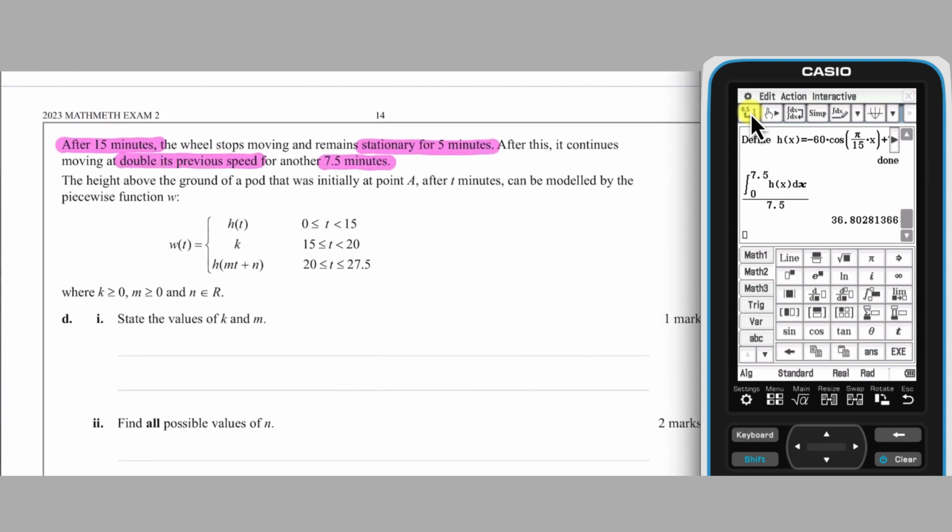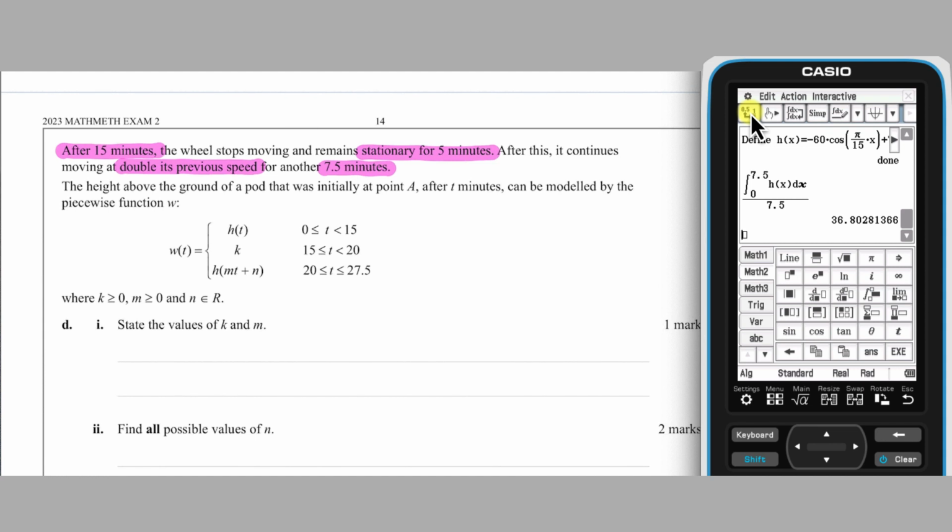With that done, let's go back to Part D, Part 1. As k is the function for the horizontal section of the graph when the height is constant at 135 metres, then k equals 135. Looking at the third part of the piecewise function, the values of m and n transform our height function, with m dilating horizontally and n translating horizontally. As the dilation is by a factor of a half, corresponding to the wheel travelling twice as fast, then m equals 2.